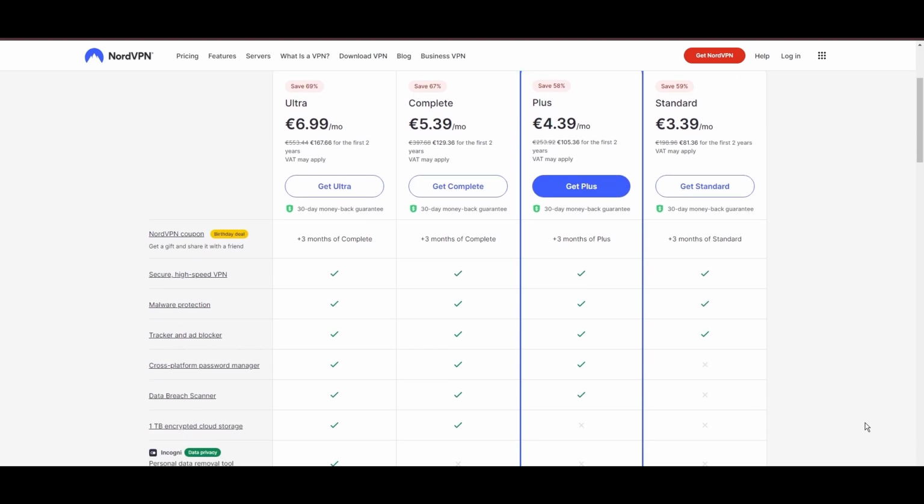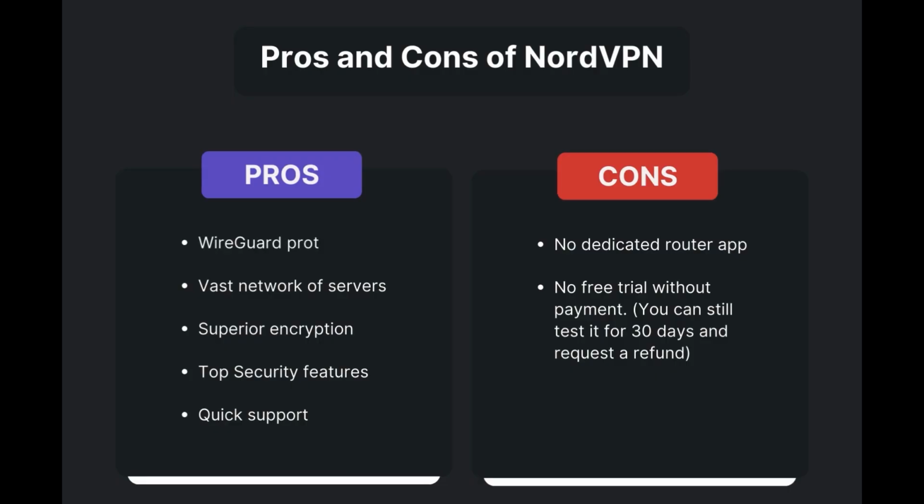Benefits of using NordVPN in Minnesota include swift and stable connections via the WireGuard protocol, an extensive server network for global access, top-notch encryption and security measures, and 24/7 customer support. However, there are a few drawbacks to note. No dedicated router app available. No free trial is offered. Overall, NordVPN stands out as the best VPN for Minnesota.